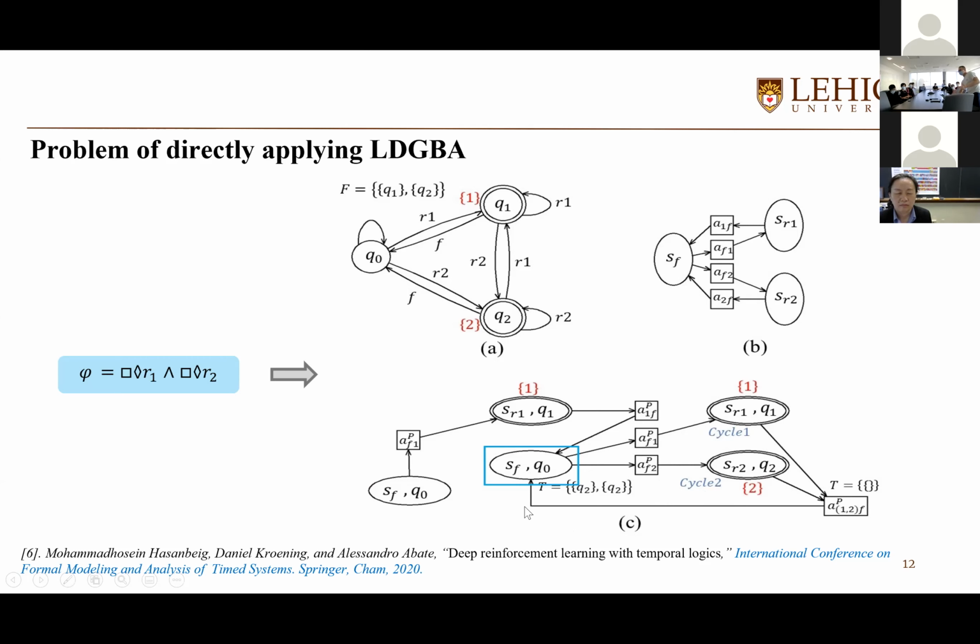We can see that the accepting condition requires these states to infinitely often visit circle A, circle 1 and circle 2, which is not possible for a deterministic policy, because a deterministic policy can only apply one action for every state. So this is the issue.